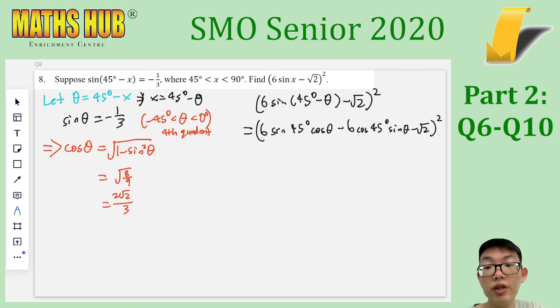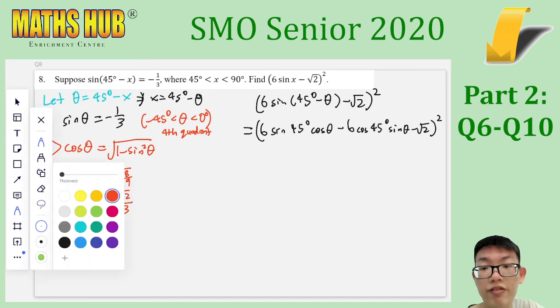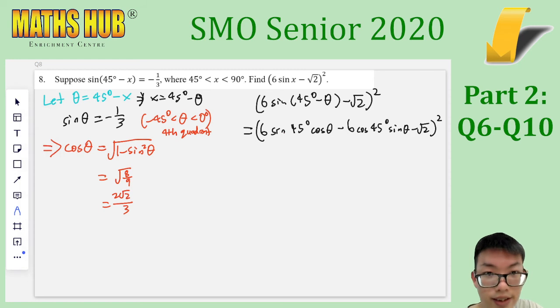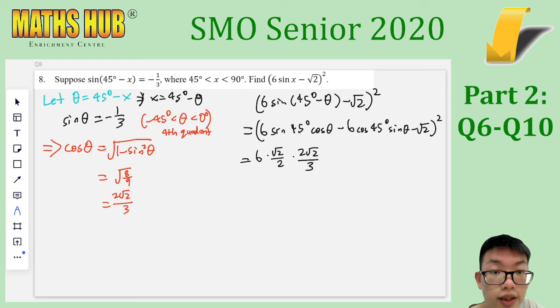Now at this point we are essentially done. We just need to be careful in calculating the rest, because sine 45 degrees is root 2 over 2, cosine theta is now 2 root 2 over 3, cosine 45 degrees is also root 2 over 2, and sine theta is negative 1/3.